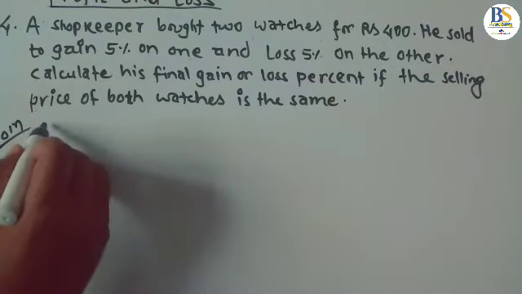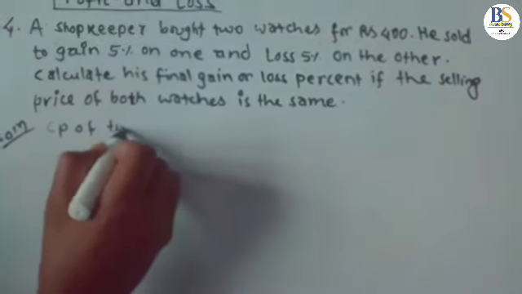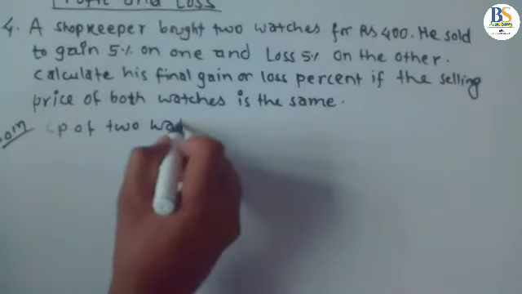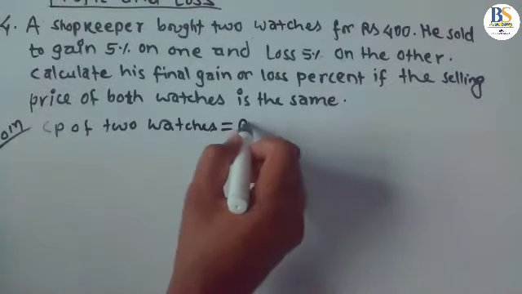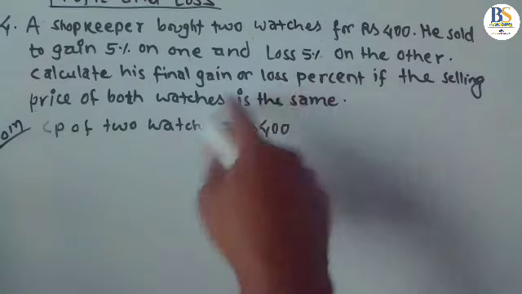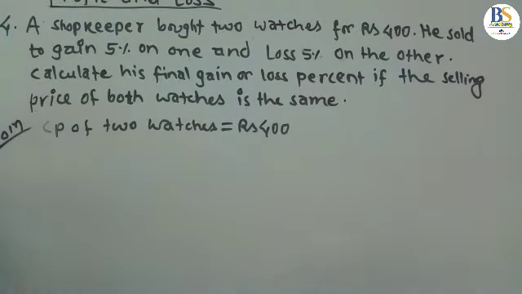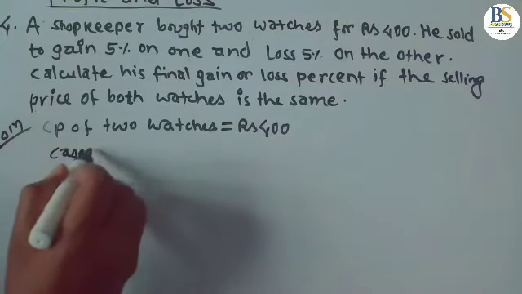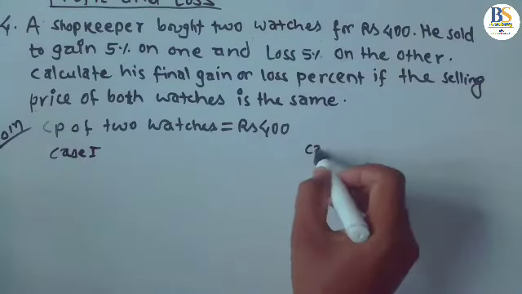Okay. Here CP of 2 watches is Rs 400. He gained 5% on one and 5% loss on the other. That means clearly there are two cases. Case first, case second.